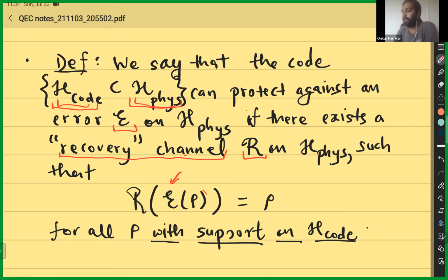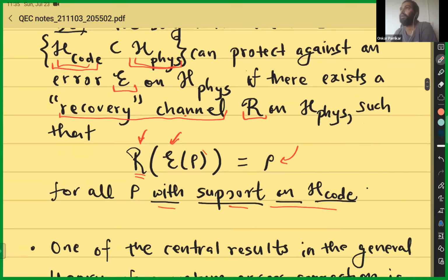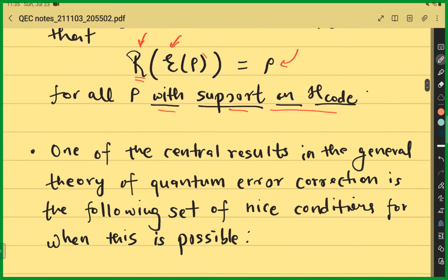provided there exists a recovery channel R, which can reverse the action of the error only on the states supported in the code subspace. Namely, there exists an R such that R of E of rho equals rho when rho has support on the code subspace. That is important. This condition is not true for all rho, but only for those density matrices which have support on the code subspace, which is to say that we can protect the logical information that is contained in the code subspace.